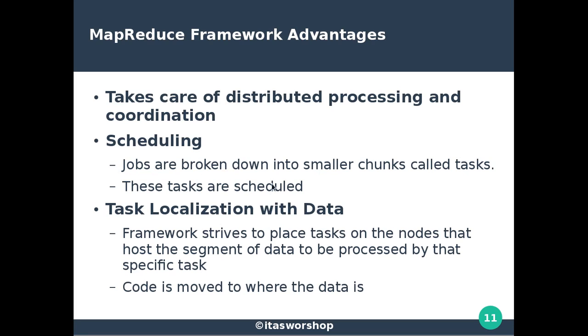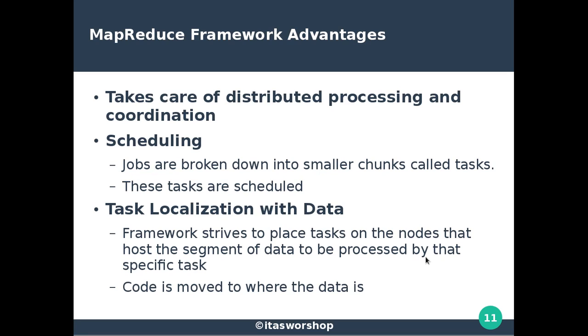Jobs are broken down into smaller chunks called tasks, and these tasks are scheduled. So a particular map function, a particular reduce function can be scheduled. You have a stream of data, you are scheduling your job and you are getting your continuous result set. Then task localization with data. The framework strives to place tasks on the nodes that host the segment of data to be processed by the specific task. Code is moved to where the data is residing.